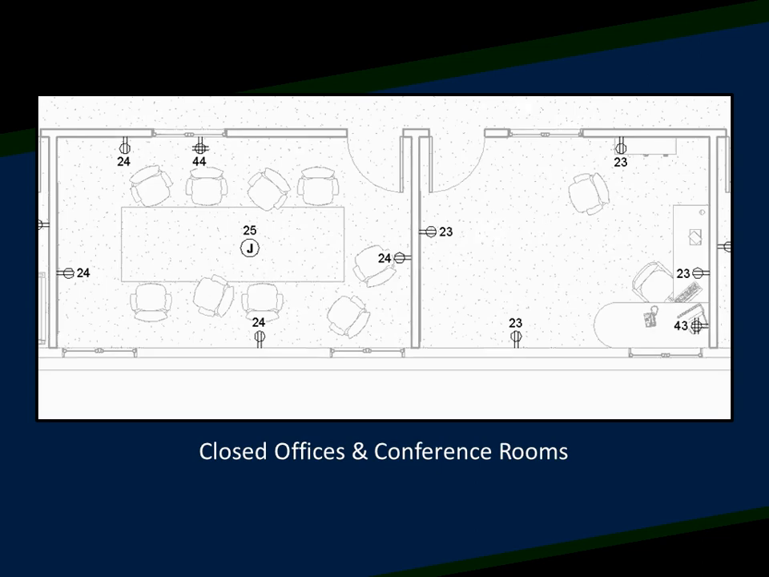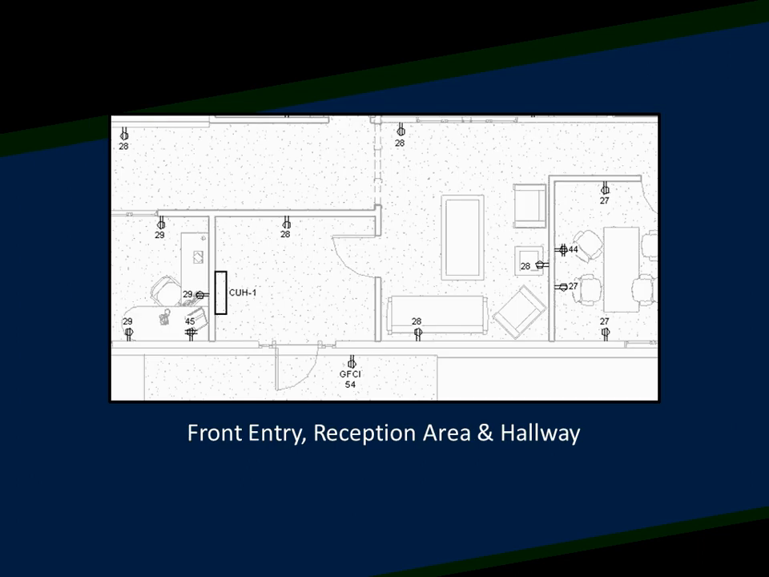So here's a look at just a few of the offices and conference rooms. As you can see, this here is a pretty standard office layout, one receptacle on each wall, plus a quadruplex receptacle for data. And then this is a conference room. It has a junction box for power underneath the conference room table, and then again, an outlet on each wall for general use and a data outlet with a quadruplex receptacle.